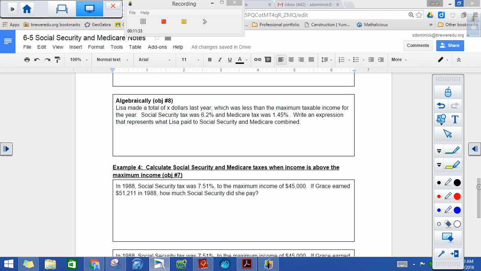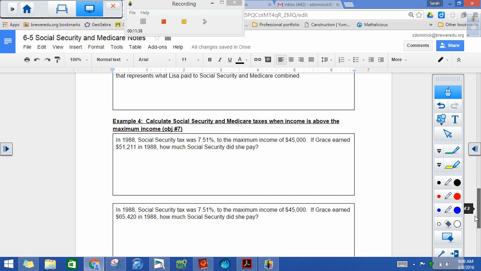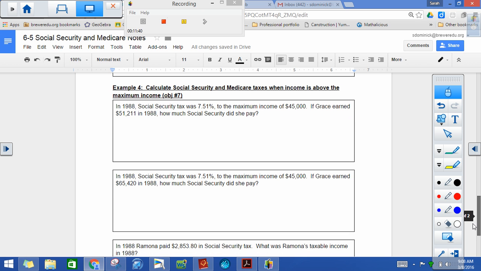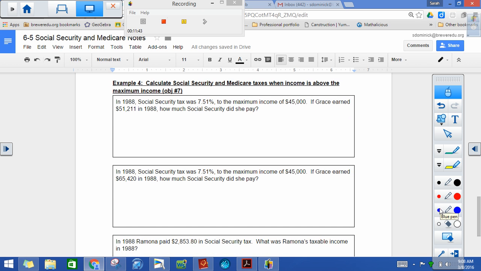Alright, so your next example is the last chunk of examples, example 4, and it goes back to objective 7. Okay. In 1988, Social Security was 7.51 to the maximum income of $45,000. If Grace earned $51,211, how much Social Security did she pay? So the difference here is that we're only doing Social Security, and this person made above the max taxable income.